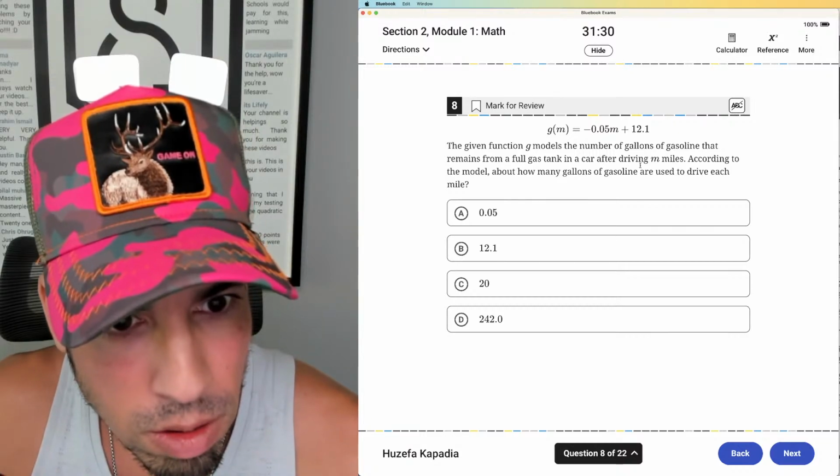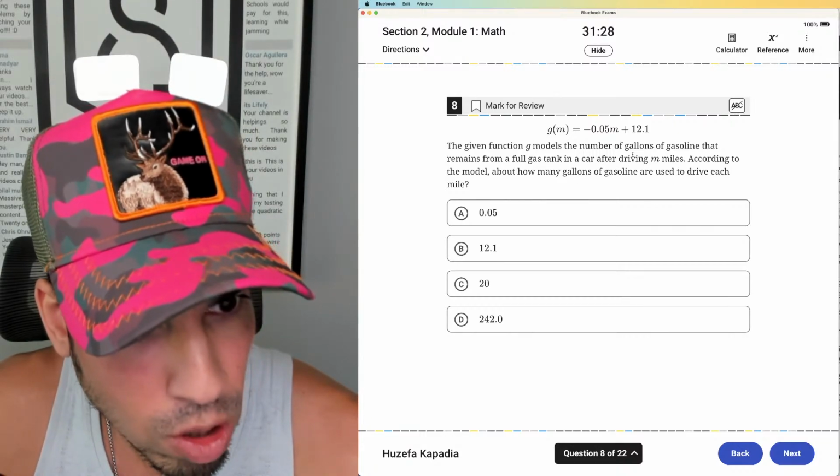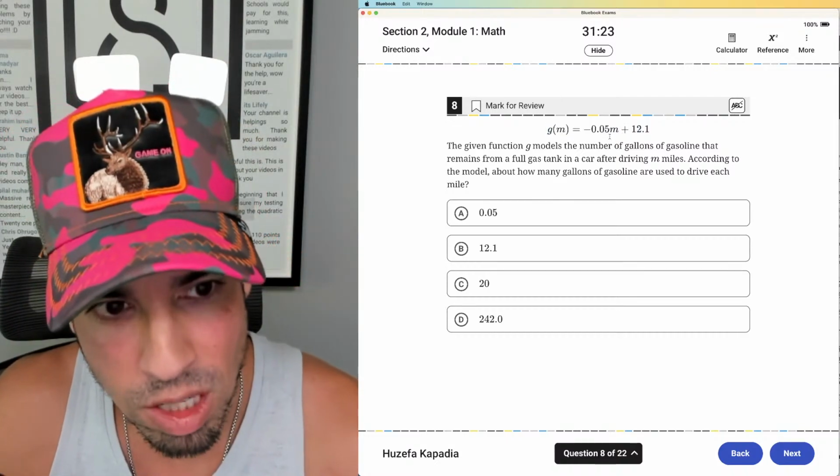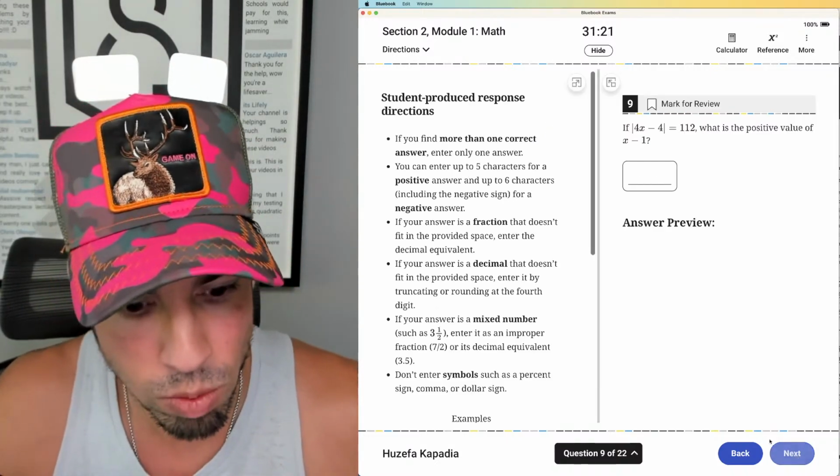Okay, this one, we have, according to the model, how many gallons of gas are used to drive each mile? Okay, so this is like an interpretation question, so you can't really use Desmos. You have to know what's the slope and what's the y-intercept, so we're going to skip it.